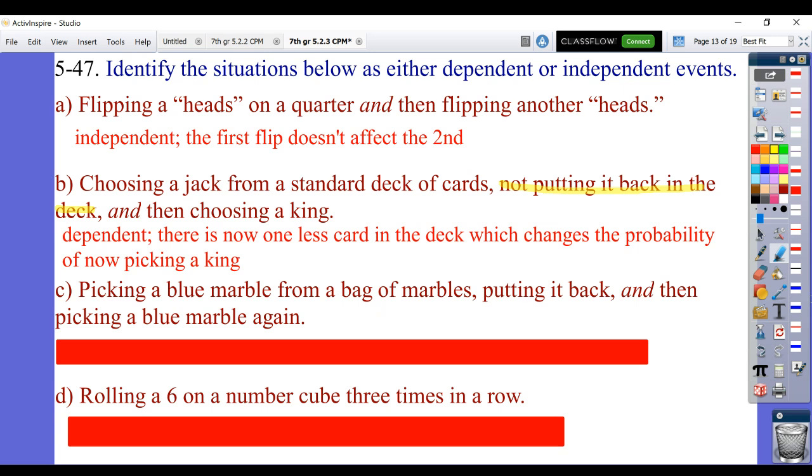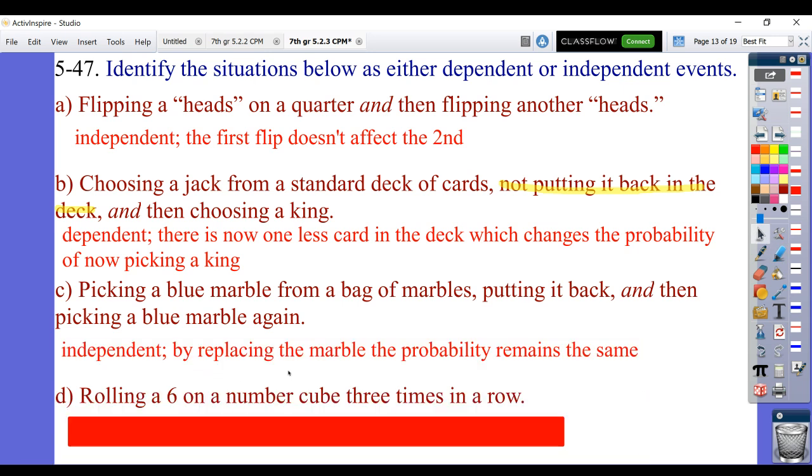So it affects the probability of choosing a king because you did not return that first card. C, picking a blue marble from a bag of marbles, putting it back, and then picking a blue marble again. That is independent because when you replace the marble, the probability went back to being the same. So the key again here is you put the marble back, so therefore you've not affected the original sample space, you've not affected the probability of the second event.